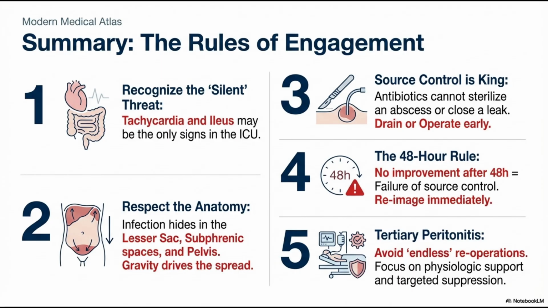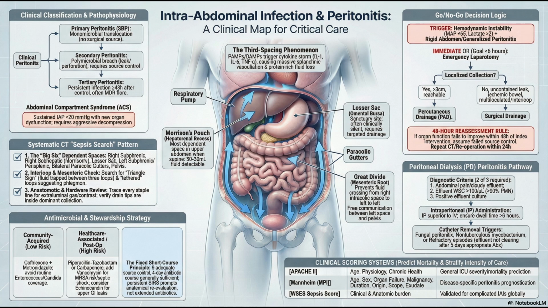Look behind the stomach. I want to leave the listeners with a final provocative thought from the sources. We talked about tertiary peritonitis and this idea of immune paralysis. Yes. The sources hint at a shift. We've spent 50 years trying to find bigger antibiotics and bigger surgeries. But for those patients with the hostile abdomen who are in immune failure, the future might not be killing the bugs. It might be immunostimulation. Reversing the exhaustion of the host.